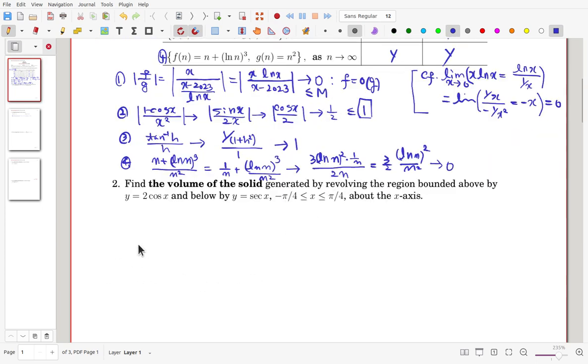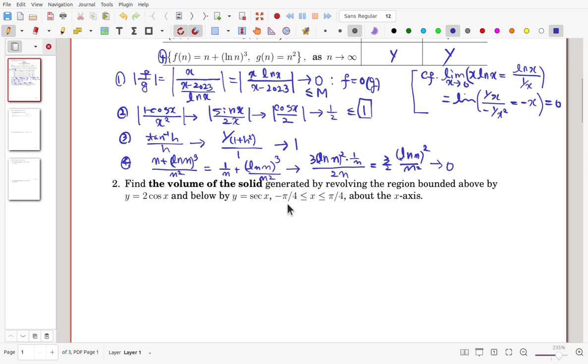Okay. Find the volume of the solid generated by revolving the region bounded above by y equals 2 cosine x and below by y equals sec x.